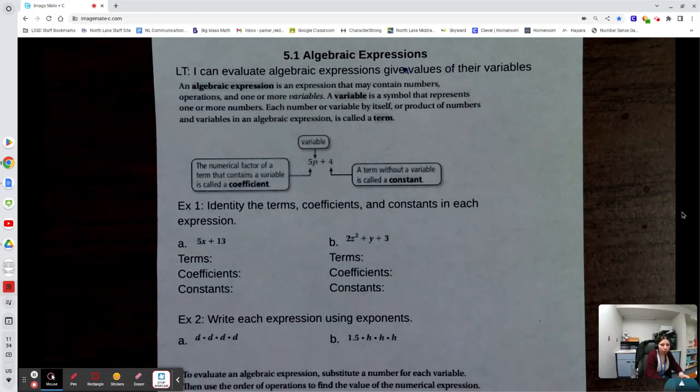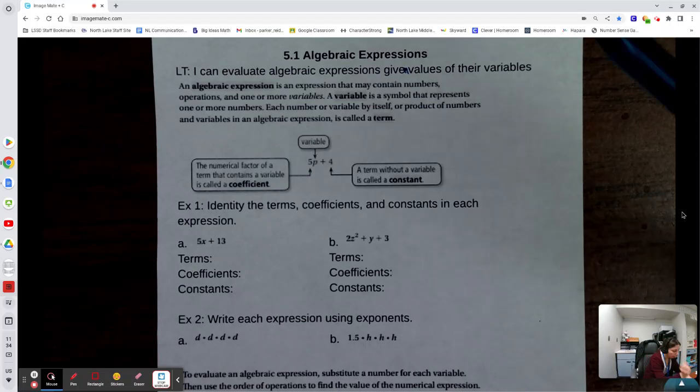Each number or variable by itself or product of numbers and variables in an algebraic expression is called a term. So these terms are the building blocks that create our expression. They're the different pieces that are added together or subtracted from each other, either way.